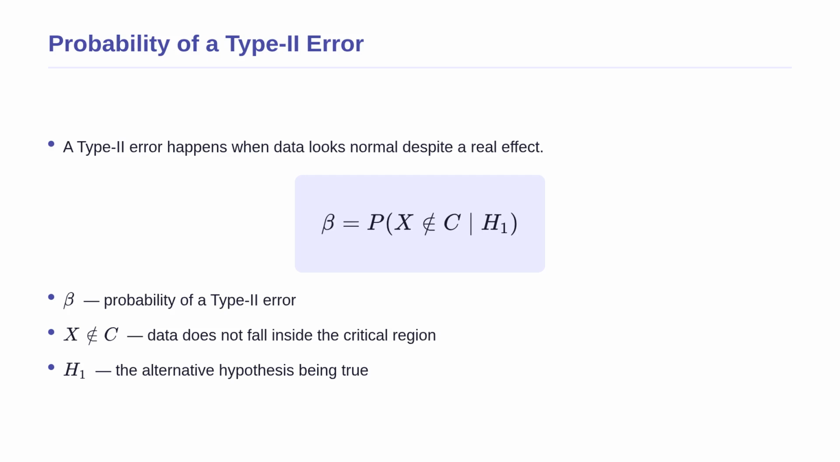This inverse relationship leads us directly to our second formula. We use the Greek letter beta to represent the probability of making a type 2 error. Beta equals the probability that our data, X, does not fall into the critical region, given that the alternative hypothesis, H1, is actually true. In plain English, beta is the chance that our data looks completely normal even when something special is actually happening. Because our evidence was not strong enough to cross the threshold into the critical region, we miss the real effect. If you change your rules to decrease alpha, you automatically increase beta, making it much more likely to miss a real discovery.